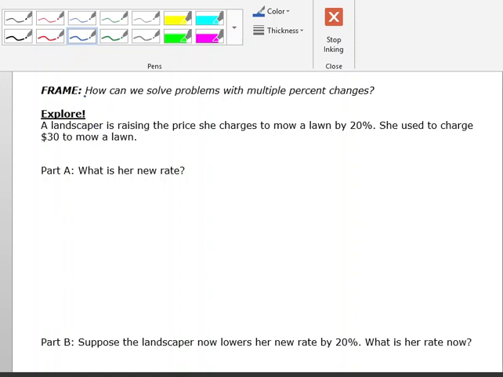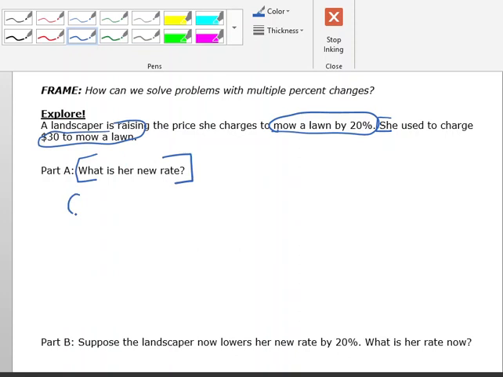All right, so how can we solve problems with multiple percent changes? So let's take a look. I have a landscaper. A landscaper is raising the price she charges to mow a lawn by 20%. She used to charge $30 to mow a lawn. So my part A is, what is her new rate?